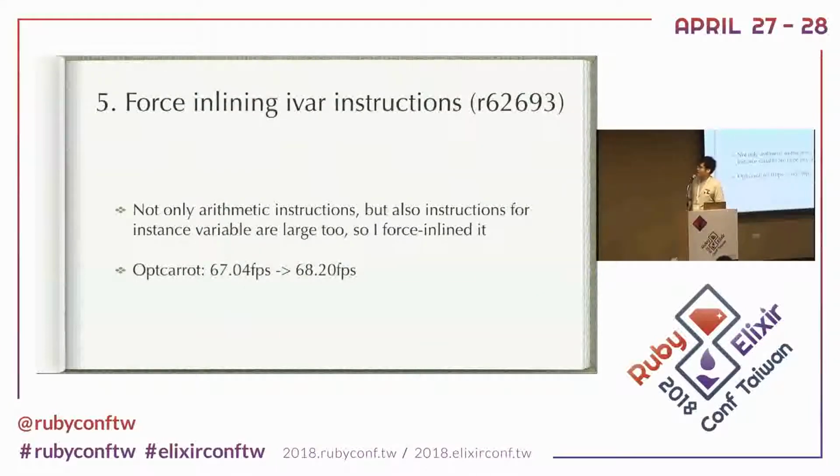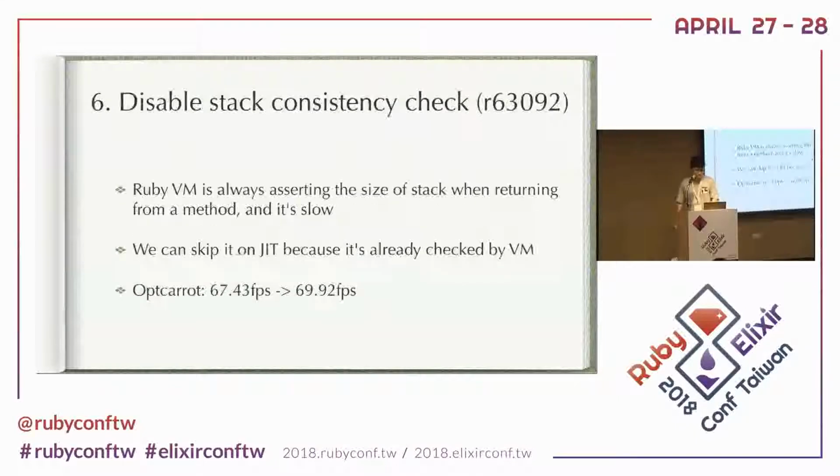Then after that, I also inlined the instance variable instructions. That's because OptCarrot uses instance variables a lot. So it's good for OptCarrot, but it also contributes to Ruby's performance.